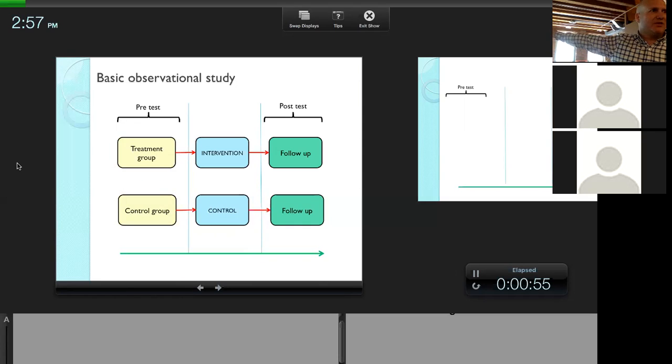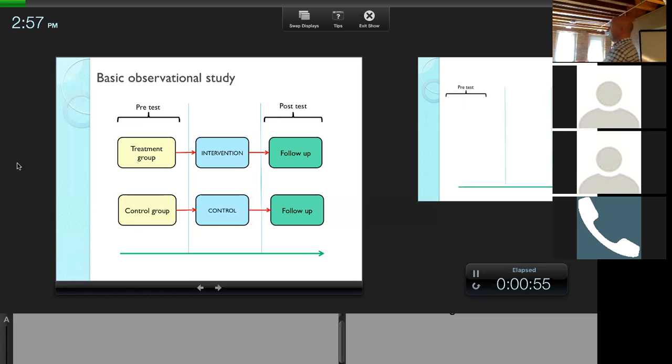Is there a problem with this diagram though? Is there a way there could still be another explanation? I recruit a treatment group and I measure them at baseline, give them the intervention and follow them up. I recruit a control group. I don't give them the intervention, I'll give them whatever the control condition is, and I'll follow them up and I compare between the groups afterwards. But is there a potential problem with this? At least in the way that it's depicted.